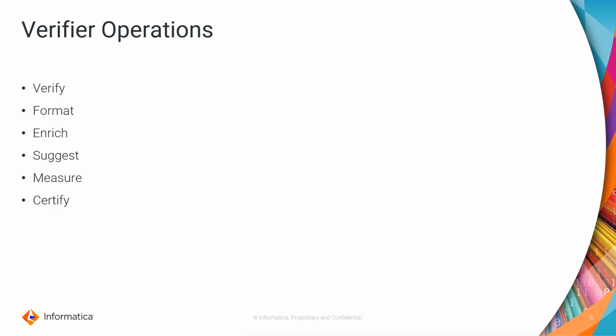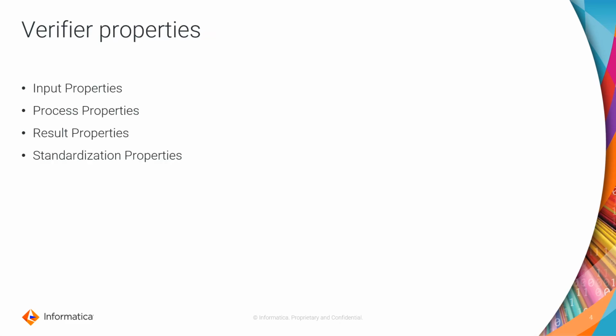The next operation of the verifier is to measure the degree of correctness of an address. And the last is certify. So the verifier can also be used to validate addresses as per certified postal standard. So there are four different types of verifier properties that we need to configure. The first is input properties. The second is process properties. The third is result properties. And the final is standardization properties. We will cover all this during the demo.